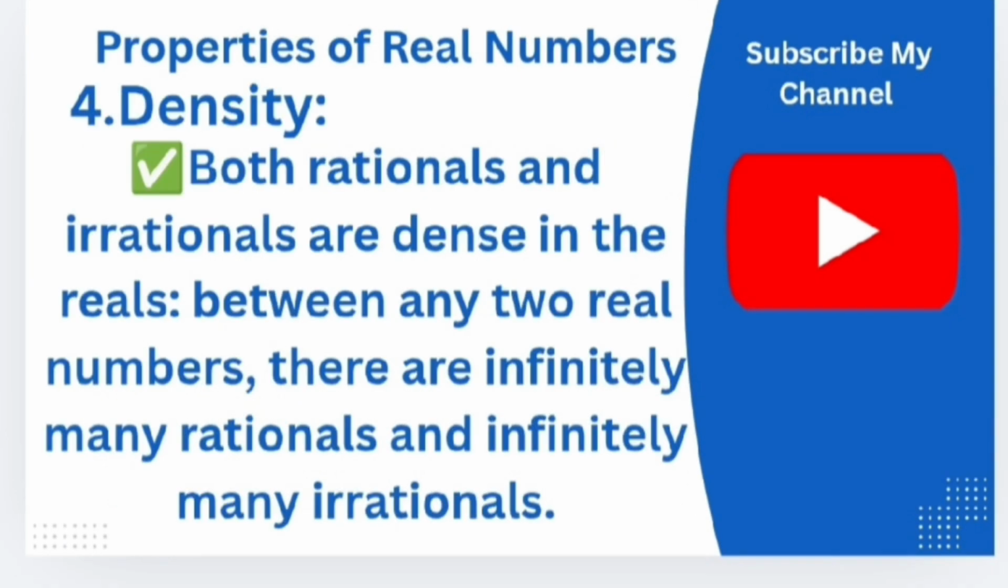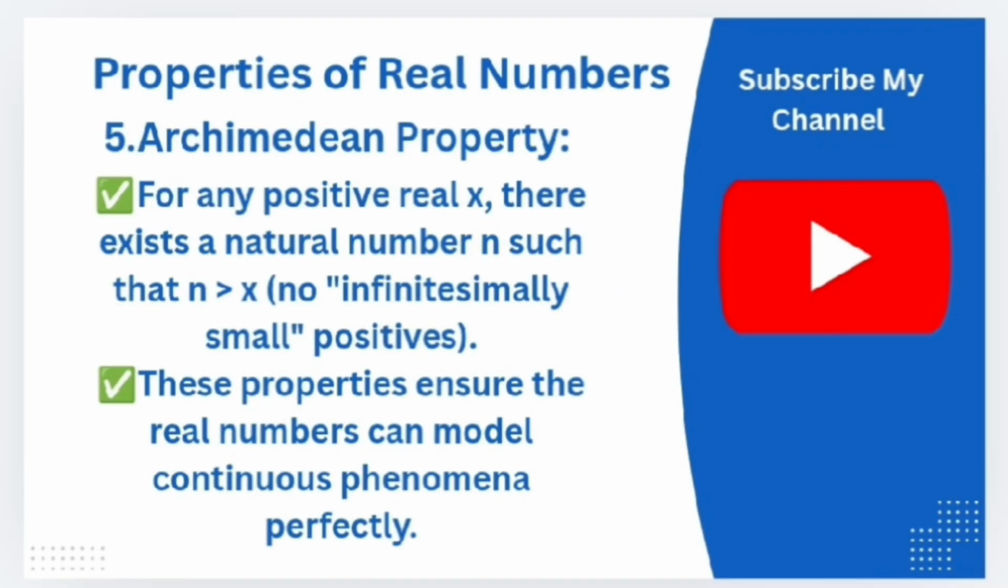Density. Both rationals and irrationals are dense in the reals. Between any two real numbers, there are infinitely many rationals and infinitely many irrationals. Archimedean property. For any positive real x, there exists a natural number n such that n is greater than x, no infinitesimal positives. This property ensures the real numbers can model continuous phenomena perfectly.